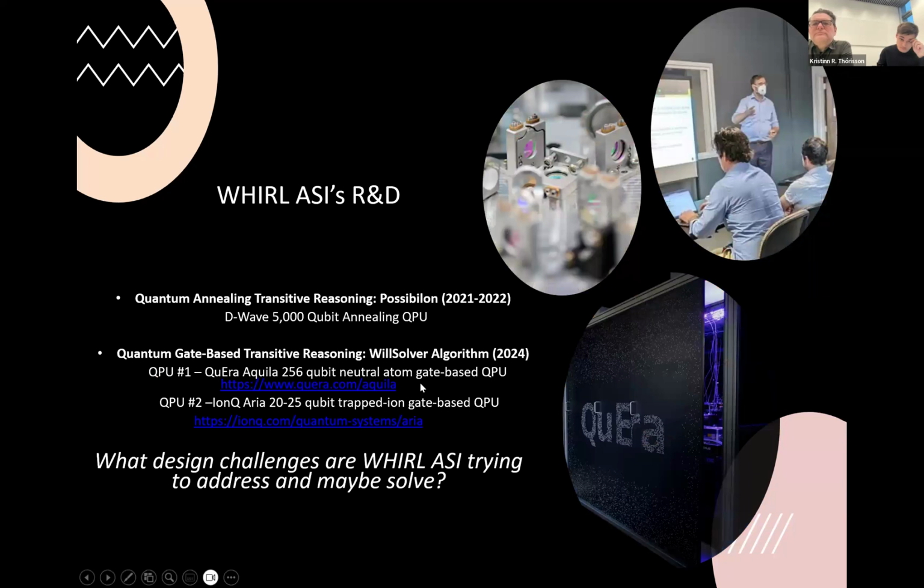These are some of the quantum computers we're going to be using. Actually, they might be used up already, especially the first one, the Aquila 256-qubit neutral atom gate-based QPU. There are also annealing-based QPUs, which can have more qubits.